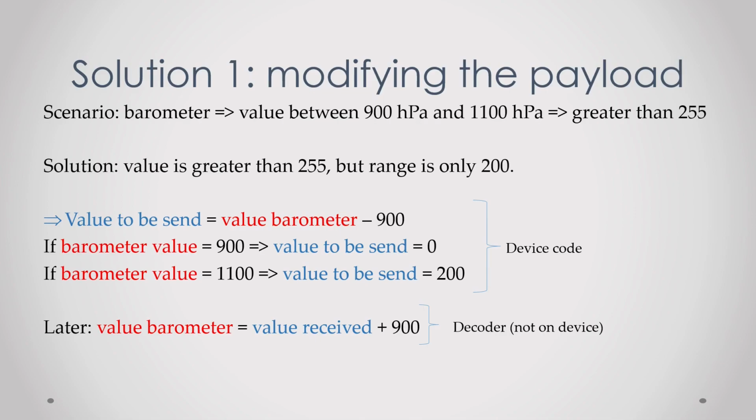However, the range is only 200. So 1100 minus 900 is only 200, and 200 is less than 255. So we could send the range of the value.